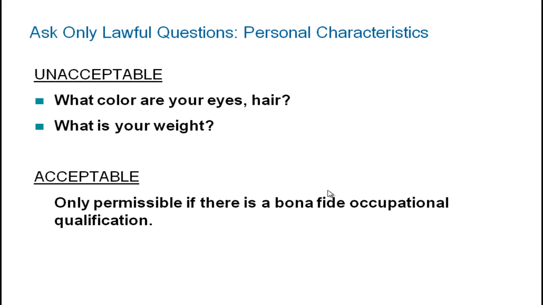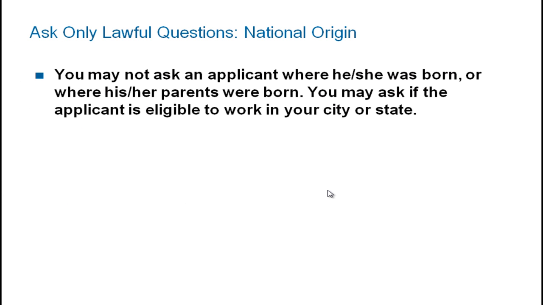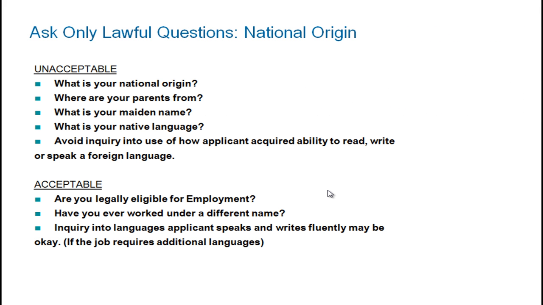In personal characteristics, you are not allowed to ask about differences in eye color or weight. This is unacceptable; only things related to the job are acceptable. You may not ask any applicant where he or she was born or where his parents were born. You may ask whether an applicant is legally eligible to work for the city or the state, but you should not ask any other questions about that. Some things that are unacceptable: national origin, parentage, maiden name, native language.